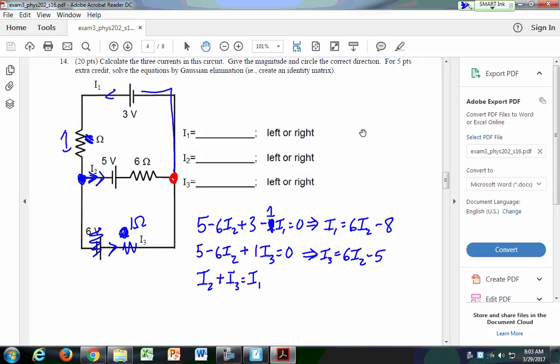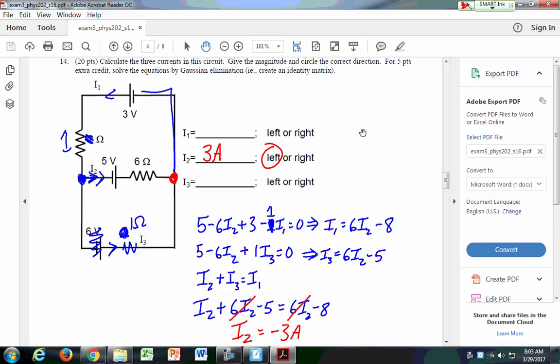Now I plug these in. I get I2 plus I3, which is 6I2 minus 5, equals I1, which is 6I2 minus 8. Looks like I get some cancellations here. This cancels with that, and I get I2 equals negative 3 amps. So I2 then is 3 amps. I chose it to the right. That means it has to be to the left because it came out negative.